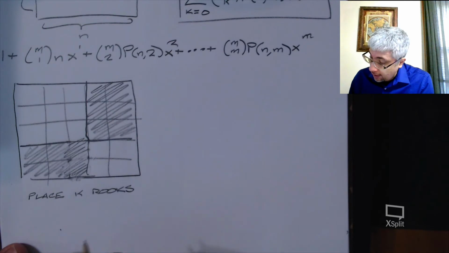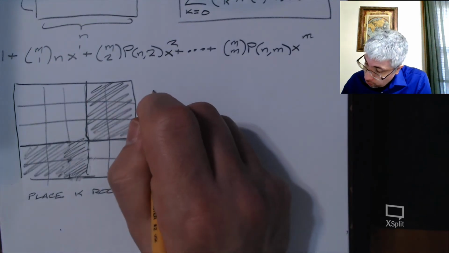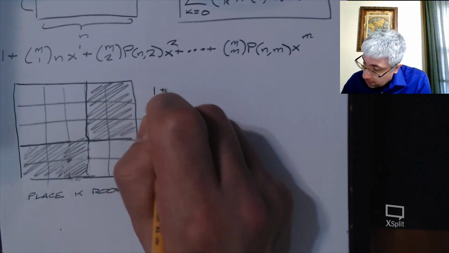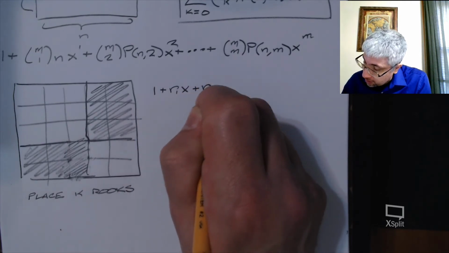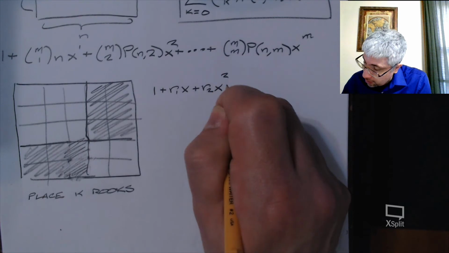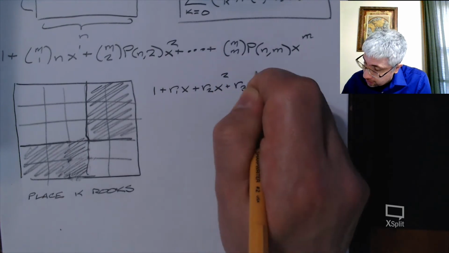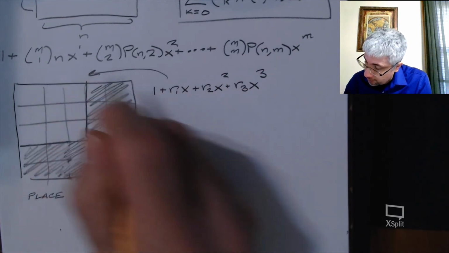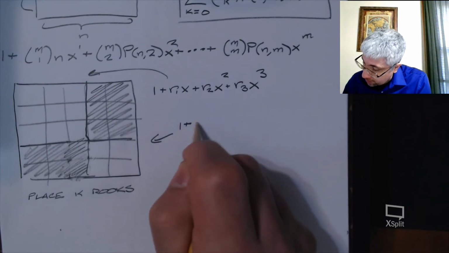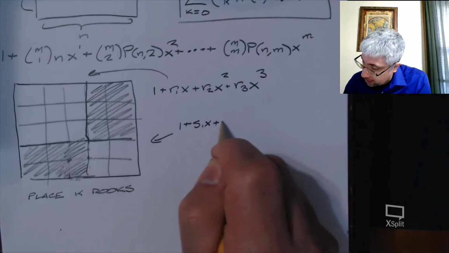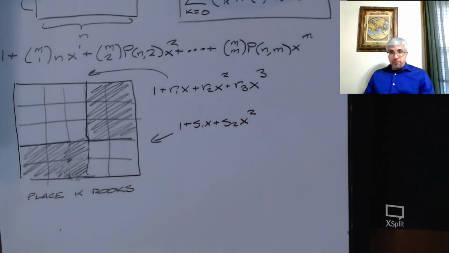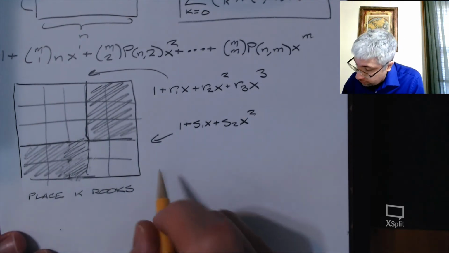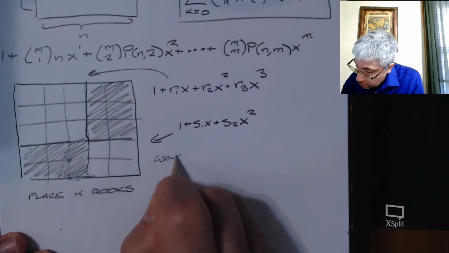Okay, so let's say I have a Rook polynomial for here and a Rook polynomial for here. So I have 1 plus r1 x plus r2 x squared plus r3 x cubed for this board, and I have 1 plus s1 x plus s2 x squared for this board. Okay, and now let's try to find the number of ways to place 3.